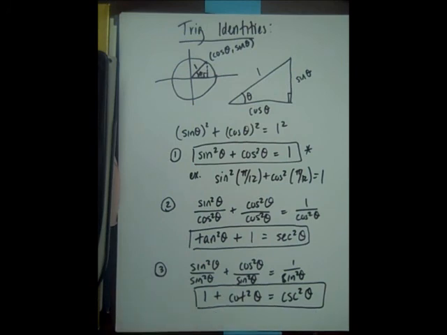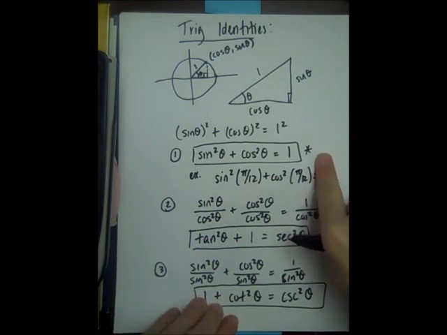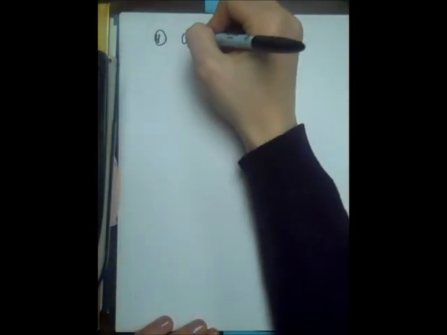So those are our first 3 identities. Again, the first one is absolutely the most important. The rest of them come from this. Fourth identity that we can look at are the complementary angles.